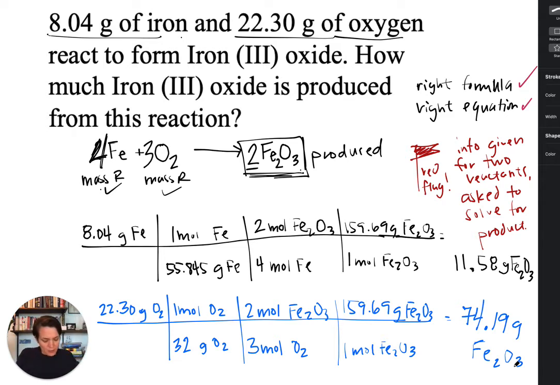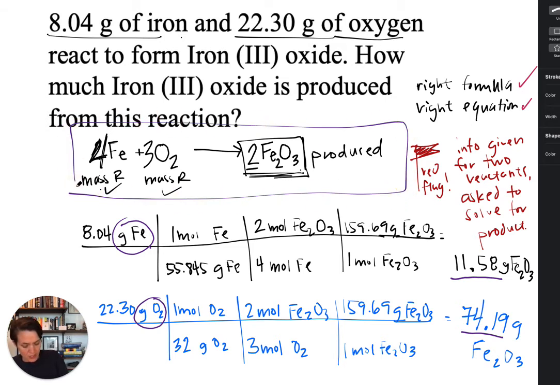Okay, so when you've solved for both of the reactants to figure out how much product you can form, what you're doing is comparing these two answers, right? On the one hand, if all of your iron is consumed, you have 11.58 grams of your iron oxide. On the other hand, if all of your oxygen is consumed, you get 74.19 grams. But remember, we know from our balanced chemical equation that the only way for us to produce iron oxide is if we have a 4:3 ratio of iron to oxygen.